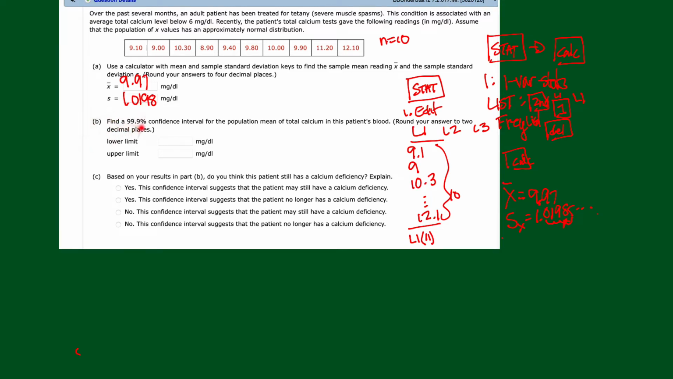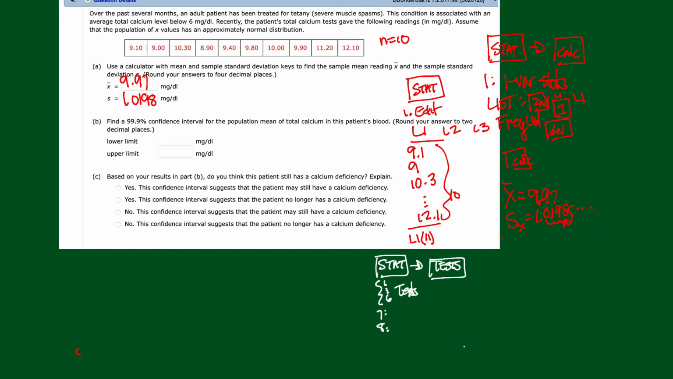Part B says find a 99% confidence interval. Okay, so now what we're going to have to do is go back to Stat, over to Tests. Once you get to Tests, the first 6, 1 through 6, have to do with hypothesis tests. That's not what we want. We want to go down here to 7, 8.